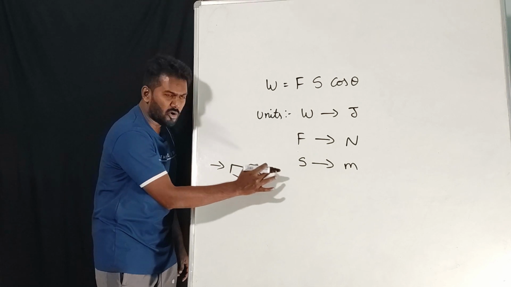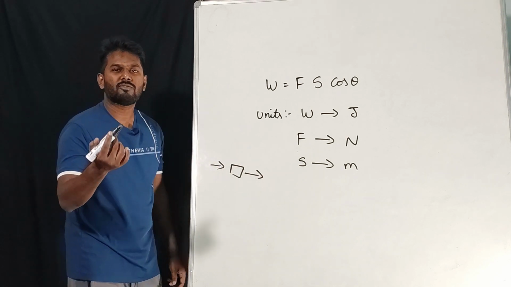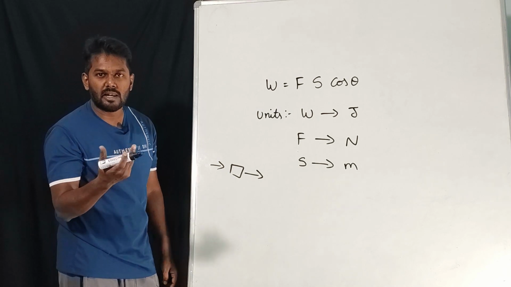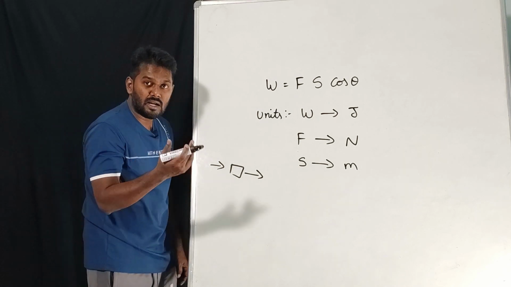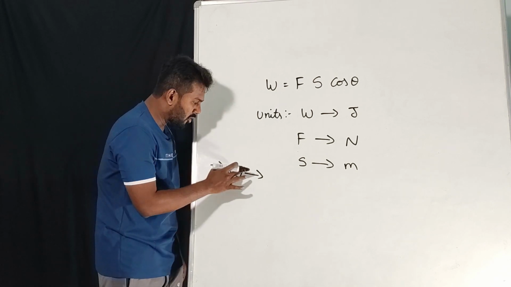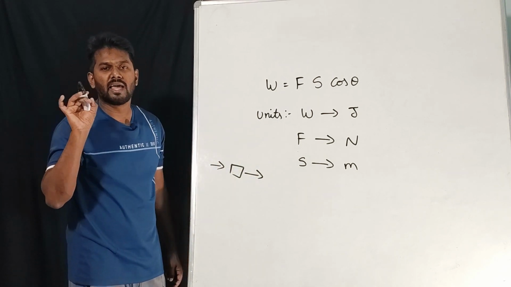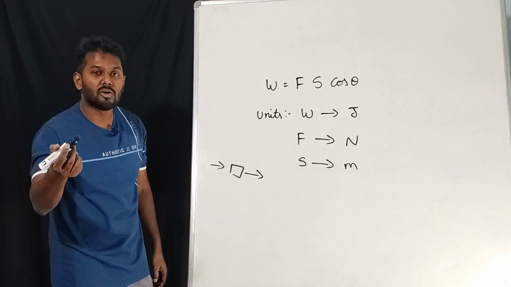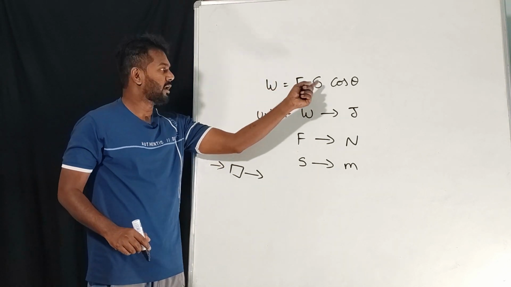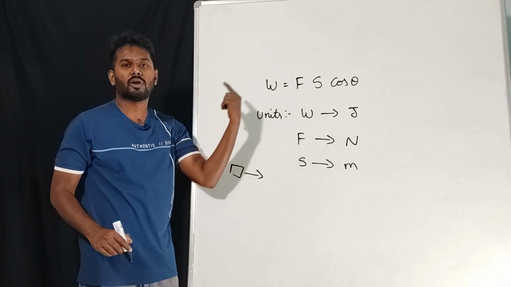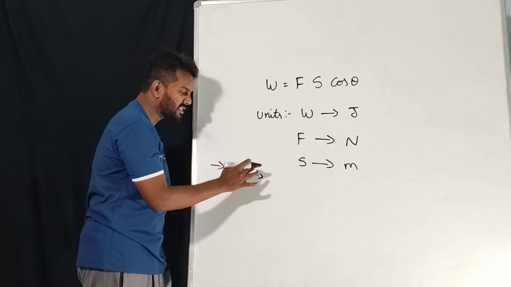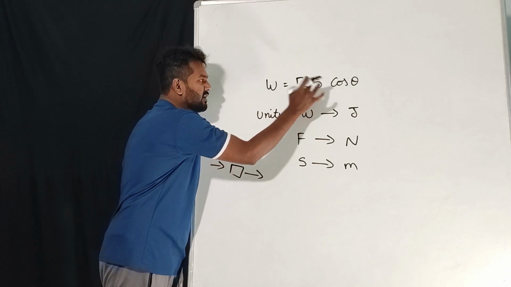See, if there is no change in the direction, what will be the angle? What do you mean by theta? Theta is nothing but an angle. Which angle is that? The angle between force and the displacement. If both are in same direction, then angle will be 0. What is cos 0? Cos 0 is equal to 1. So whatever the value we have, if you multiply with 1, we are going to get the same value. So instead of using cos theta, if it is in the same direction, you can use only Fs.